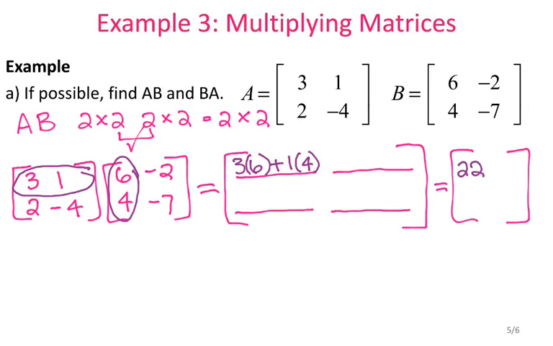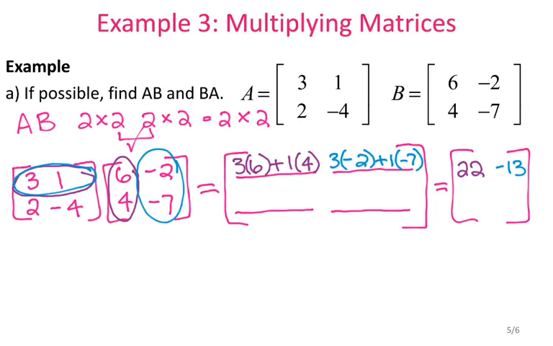Now my second element in the first row is going to come from doing my first row with my second column, because the location of this element is in the first row, second column. So I'm going to do the same thing. 3 times -2 plus 1 times -7. That gives me -6 plus -7, which is -13.